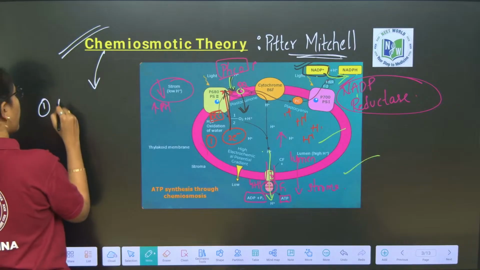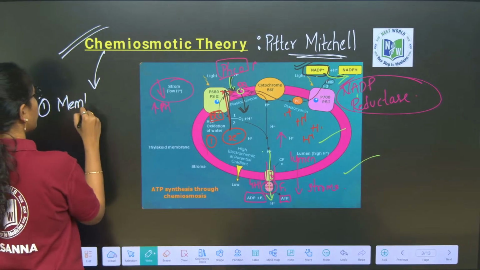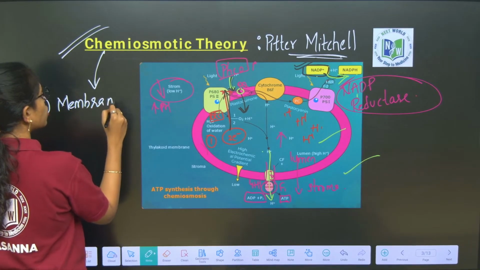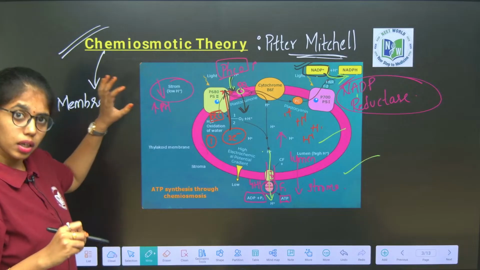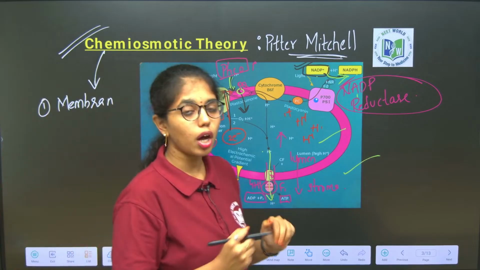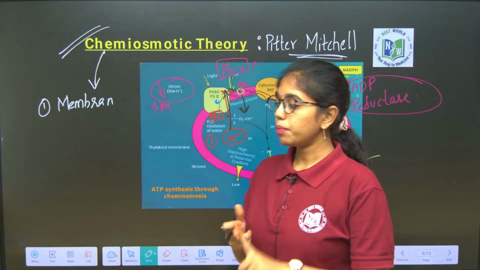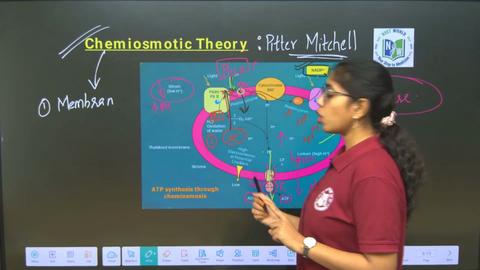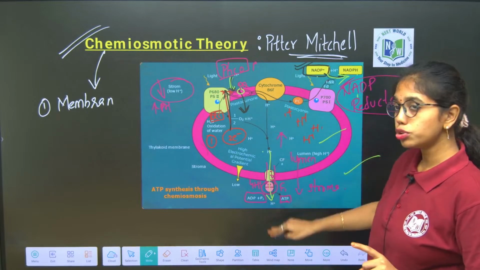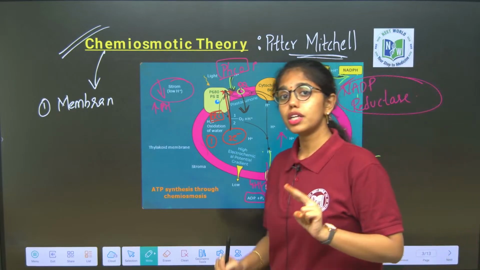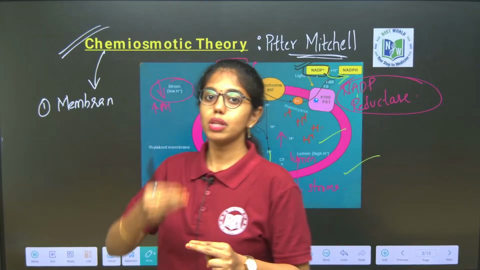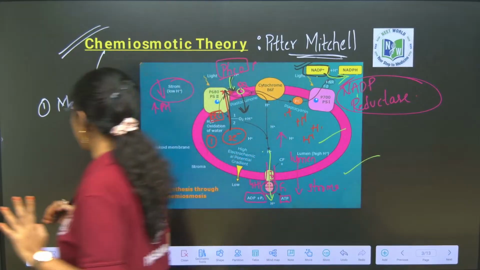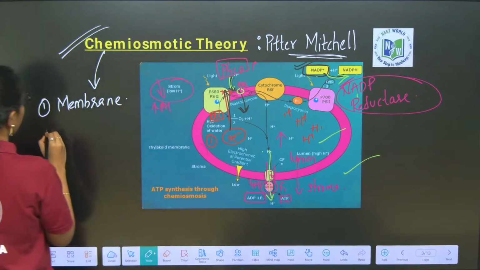First is a membrane, that is thylakoid membrane, and this chemiosmosis happens both in the chloroplast and in the mitochondria as well. In chloroplast it is from lumen to stroma, in mitochondria it is from intermembrane space to the mitochondrial matrix. Remember beta. So here it requires a membrane.